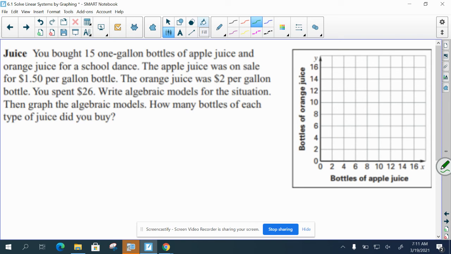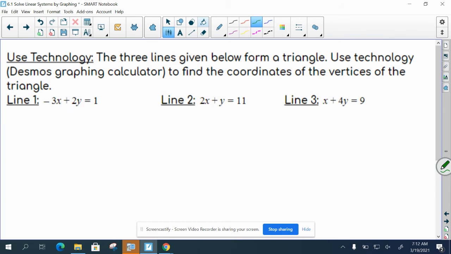I think we're going to skip the word problem because this one was always kind of confusing. That's okay. But I wanted to show you this example. So it says, the 3 lines given below form a triangle. Use Desmos to find the coordinates of the vertices of the triangle. So follow along with me because this one is an interesting example. I'm going to take Desmos and I'm going to type in these 3 equations.